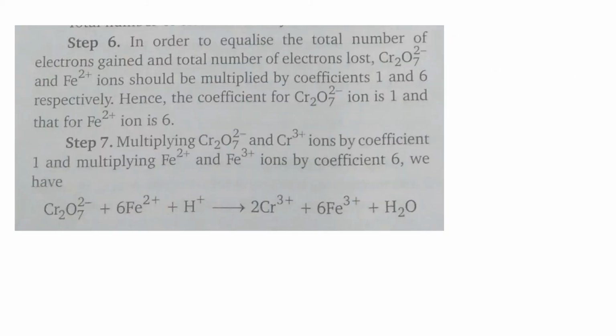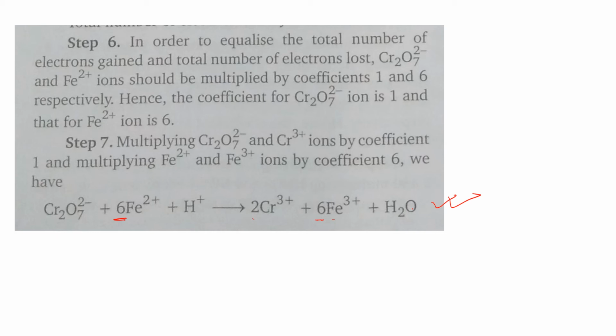So after multiplying, what am I getting? After multiplying, I am getting this one. Cr2O7 2-, because I have to multiply it by 1, and iron I have to multiply by 6. So it is 6 Fe2+. Hydrogen is as it is. Now this I have to multiply by 1, so it is 2 Cr3+ as it is. Now this iron has to be multiplied by 6, so 6 Fe3+ H2O. After that I have balanced chromium and iron. Now I have to see for oxygen and hydrogen.